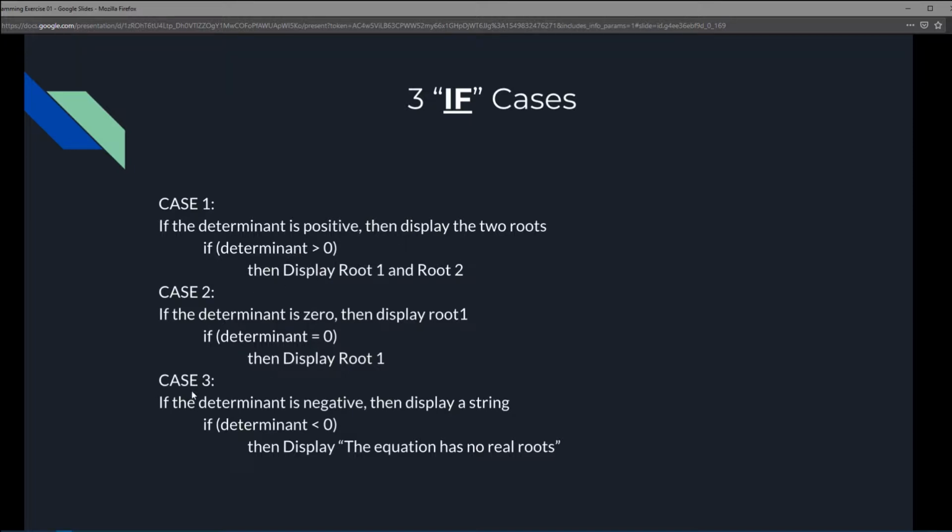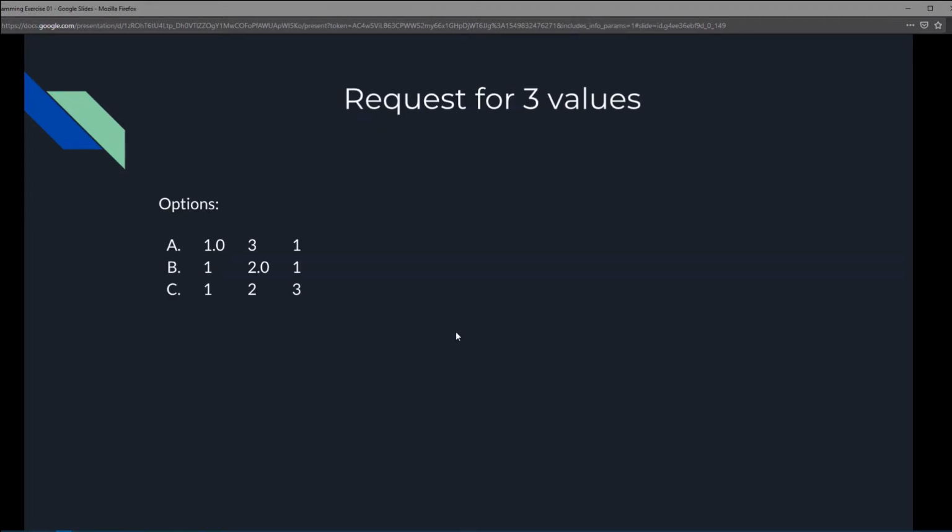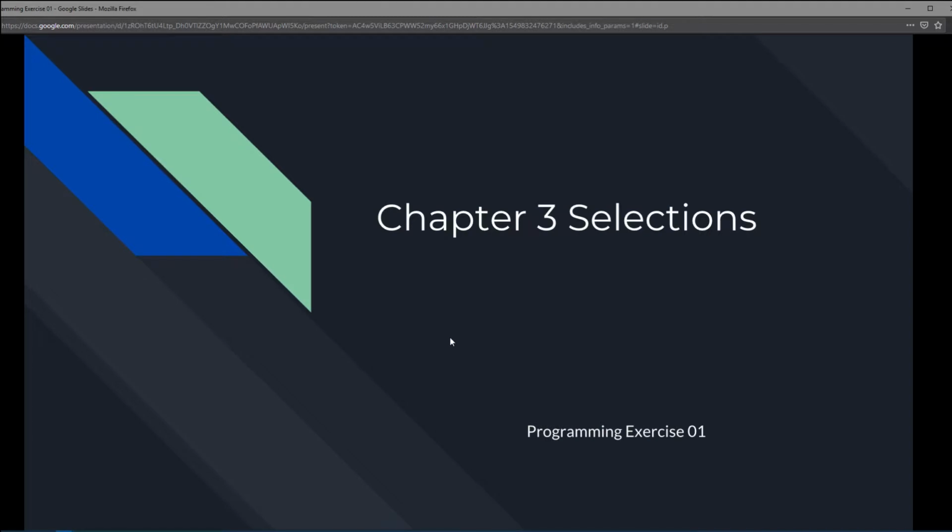All right, so now for our last case, if determinant is negative, then display a string. So if determinant is less than 0, if 5 is less than 0, then display the equation has no real roots. But is 5 less than 0? No, 5 is not less than 0. Therefore, it will not display this. So the only thing it will display is this right here. All right, so why don't we try tackling that in an actual exercise?